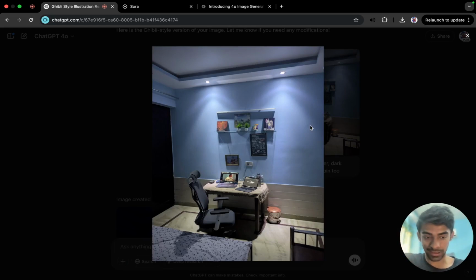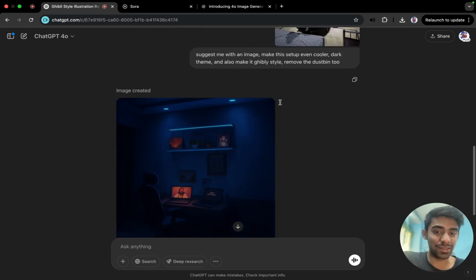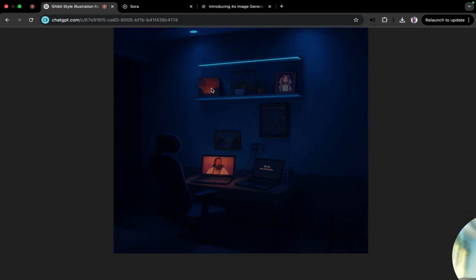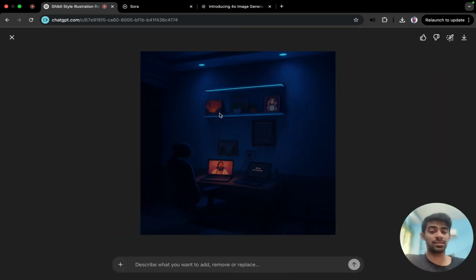Now, if you look here, you'll realize that the model is actually going 3-5 steps ahead. I just told it to remove the dustbin and to make it dark theme. It not only made it dark theme, and I asked it, make it even cooler. So it made sure that this whole picture, it is Lord of the Rings, it made it as it is, not changing it, right? I think from my memory part, it knew that I'm a big fan of Lord of the Rings.